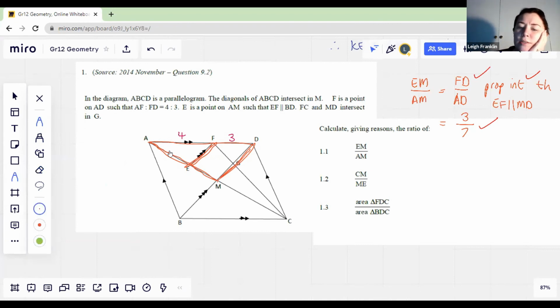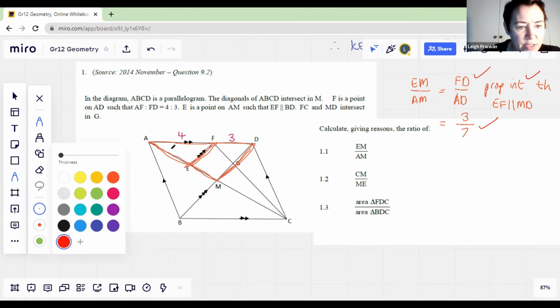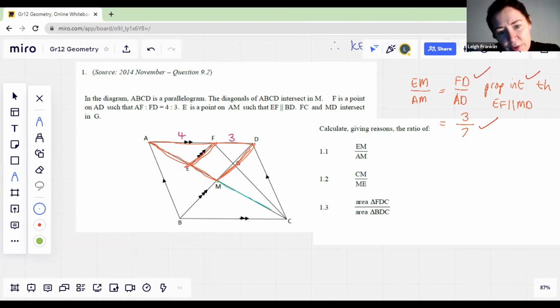Now they want us to write down CM over ME. So again, get your highlighter and highlight side CM. Let's do it in this bright blue over here. So that is CM. CM over ME. All right. Which triangle do you think they want you to work in? Triangle ABC.